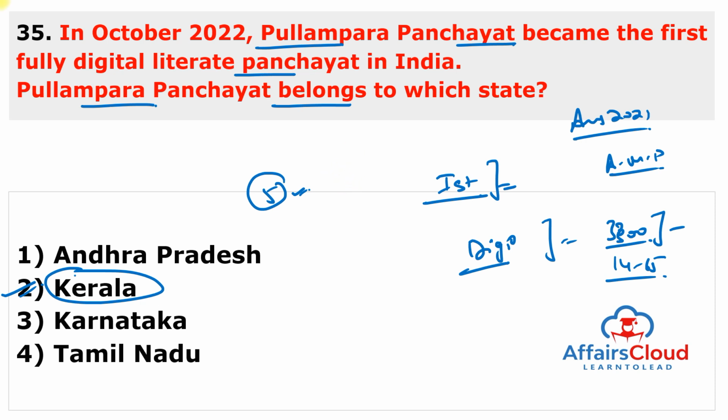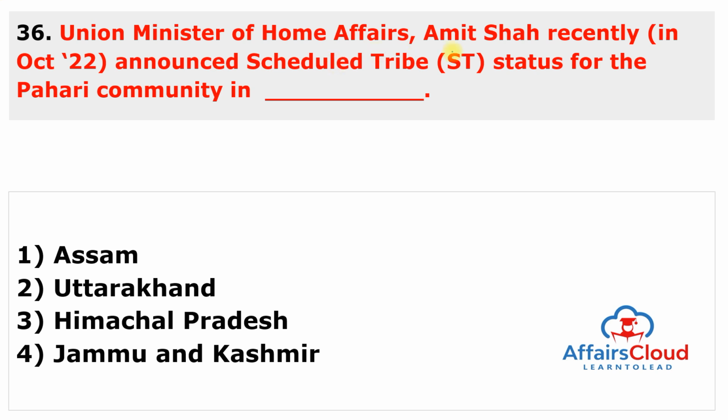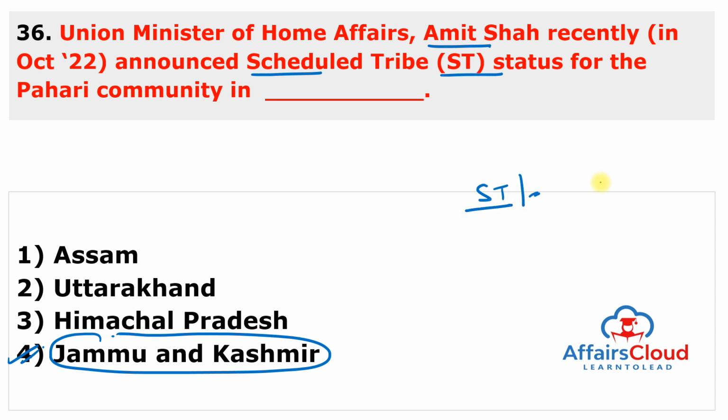Moving to next question. Union Minister of Home Affairs Amit Shah ji recently announced scheduled tribe status for the Pahadi community in the area of Jammu and Kashmir. This Pahadi community belongs to Jammu and Kashmir, and the community will get the scheduled tribe reservation benefits after the completion of the administrative process. And the Pahadi community is a linguistic group that constitutes Hindu, Muslim, Sikh, and is around 10 to 11% of the population of Jammu and Kashmir.